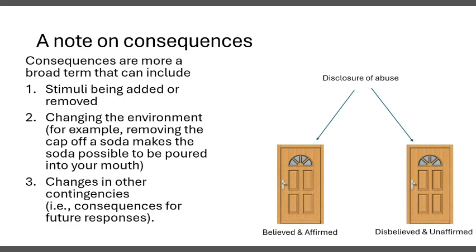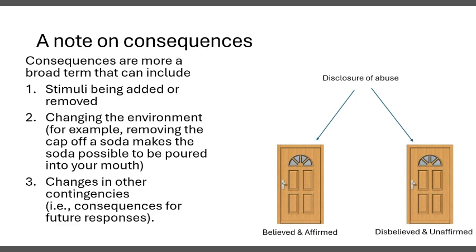But at a deeper level too, another set of consequences that might be there are those that change the contingencies going forward. So, what happens for future responses in clinical work? A good example might be when people disclose abuse. So they tell about some abuse that they've experienced. There are very different kinds of consequences that they might experience as a result of that.